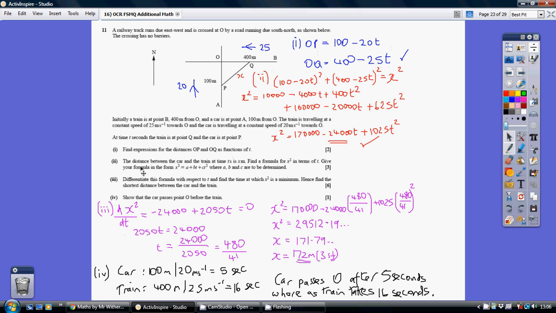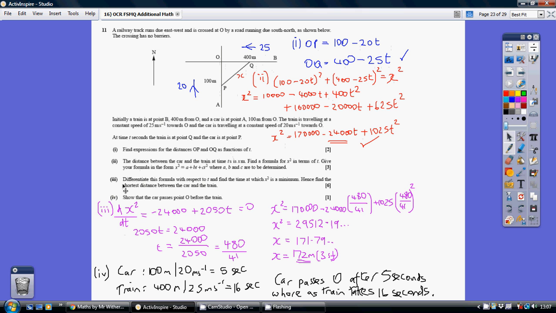Now for part 2, the distance between the car and the train at time t is x meters. That's this length here from P to Q, which is x. And what we've got here then is just Pythagoras. So we've got OP squared plus OQ squared equals x squared, with OP being this and OQ being this. So we've got (100 minus 20t) all squared plus (400 minus 25t) all squared equaling x squared. Then multiply out the brackets and gather like terms, and we get x squared being this.